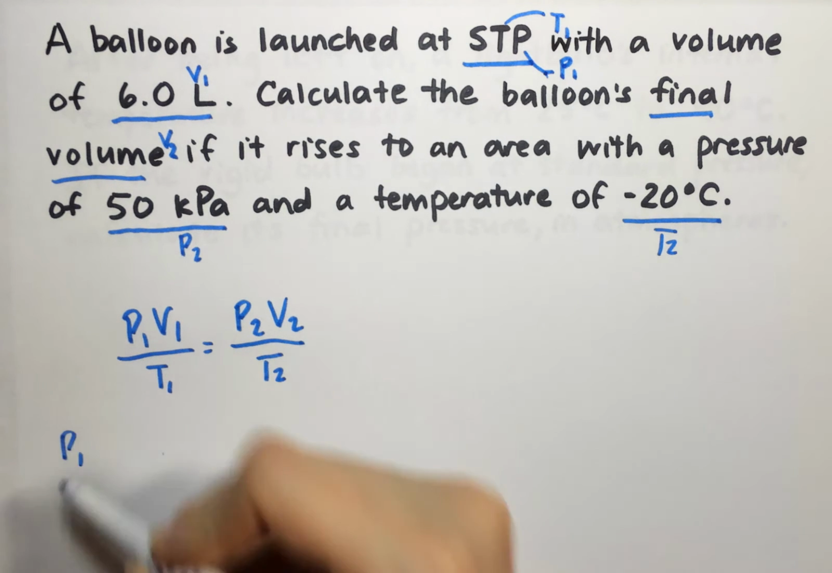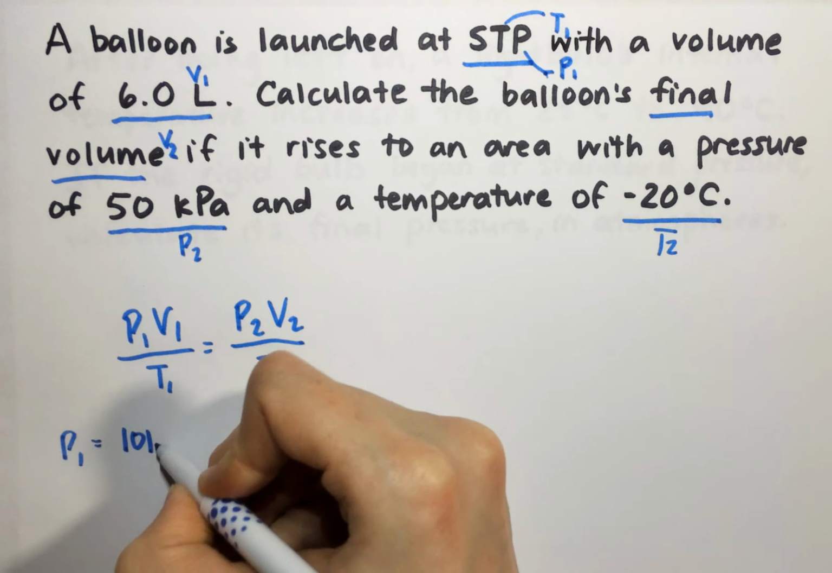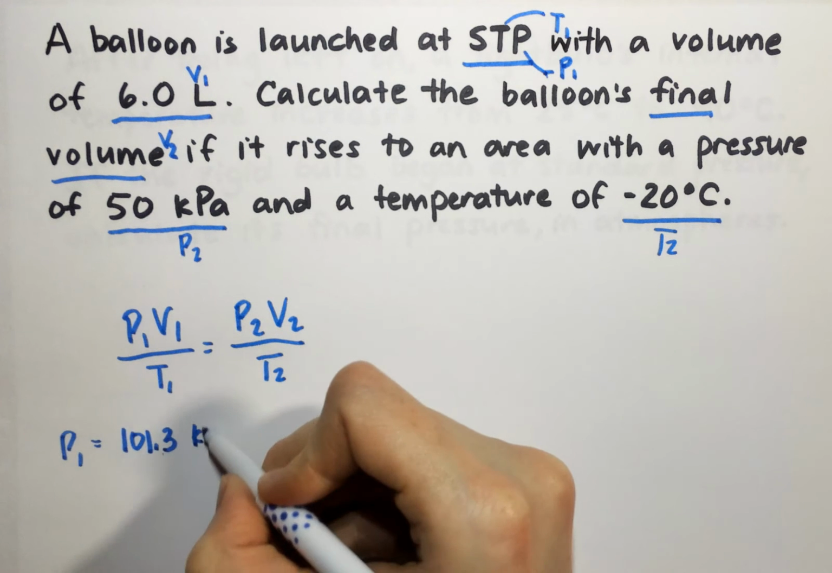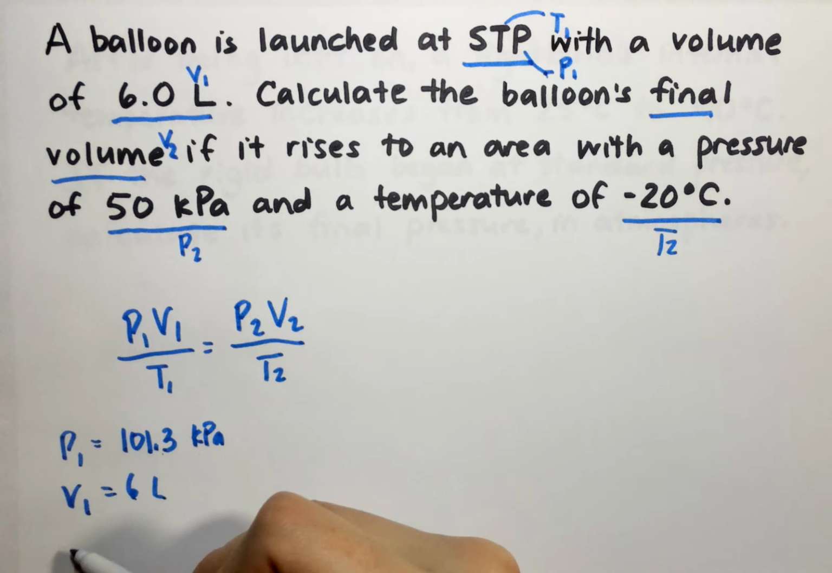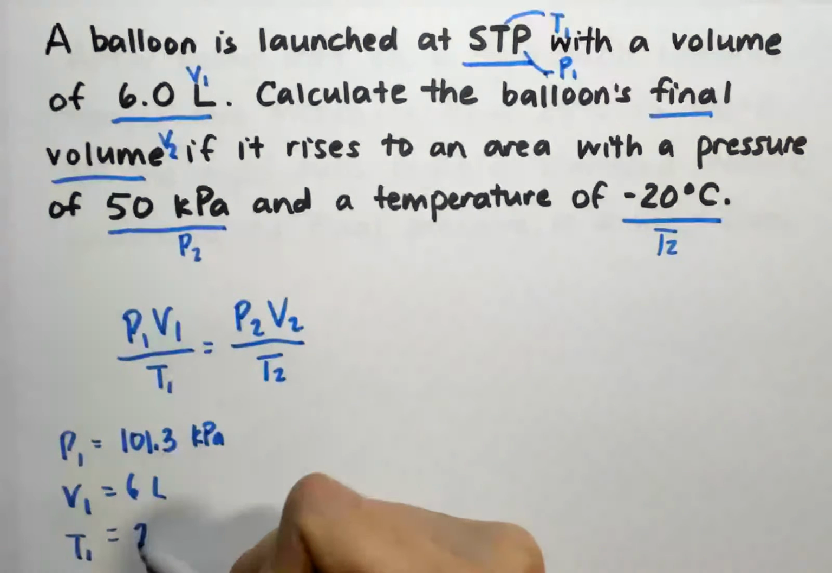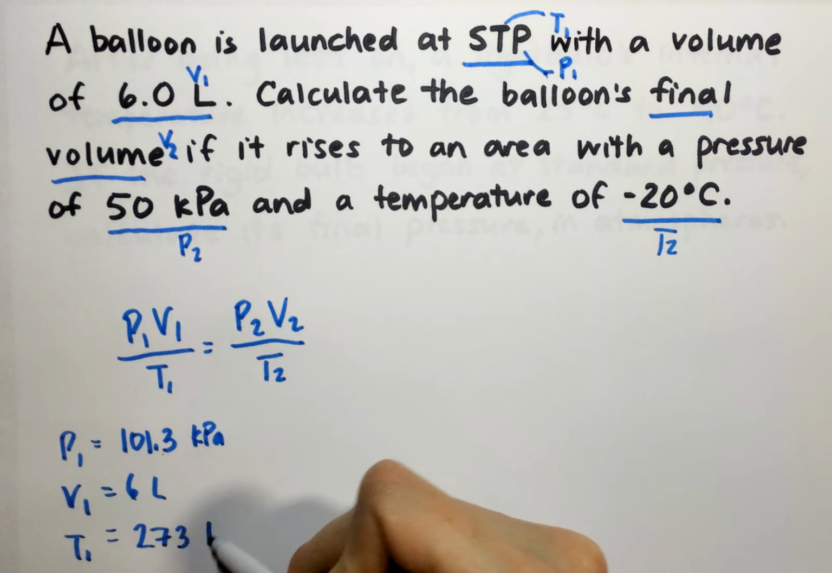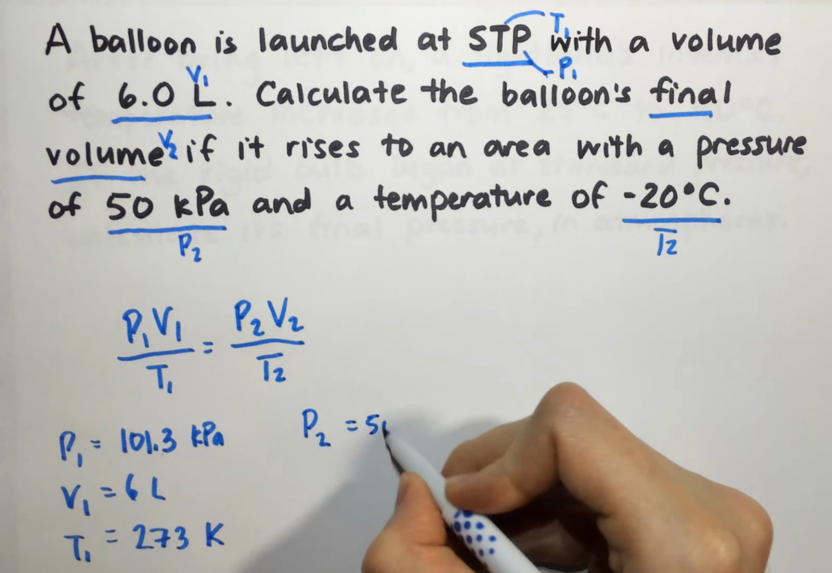So let's do that. P1, I want to report it in kPa, so I'm going to choose 101.3 kPa from Table A. V1 I know is 6 liters, and T1 is my standard temperature. So let's go ahead and pick the Kelvin value for that, because I know otherwise I'd have to convert degrees Celsius. Looking at what I changed to in my problem, P2 is that 50 kPa.